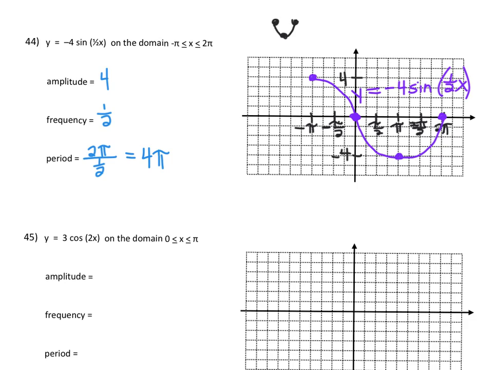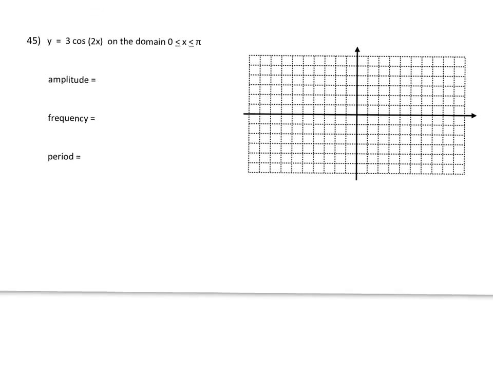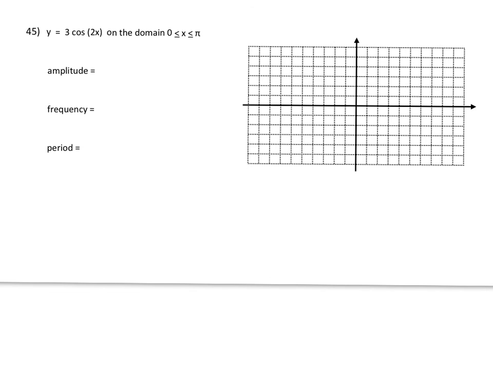All right, and the very last one, number 45. So this one, the amplitude would be 3. The frequency would be 2, and the period is 2 pi over the frequency, so 2 pi over 2, which simplifies to pi. Okay, so I numbered my x and y axis. Now, because we're only going from 0 to pi, I know some of you like to spread these out a little more. Instead of skipping 2 boxes between them, if you want to skip 4 boxes and make this pi over 2, and then 4 more boxes and make this pi, so it's not so squished together, you can totally do that.